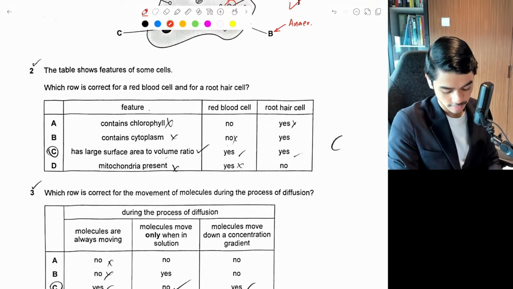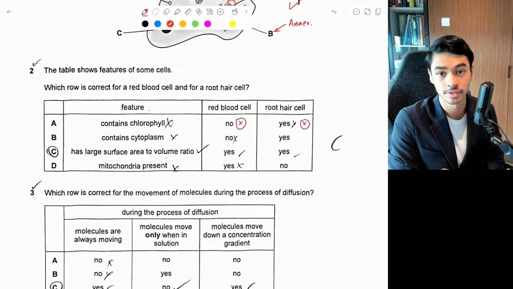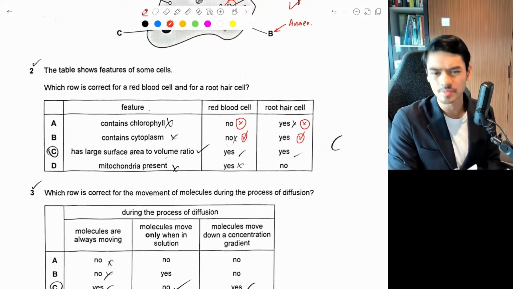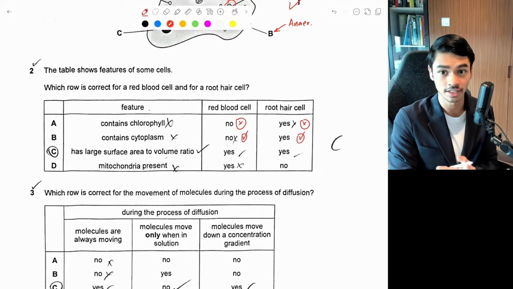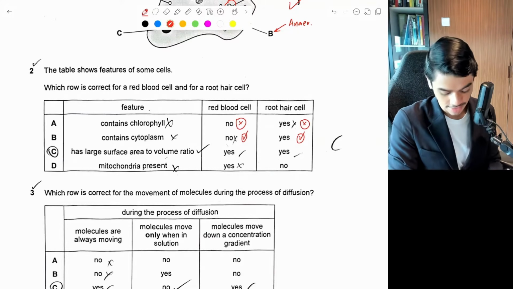Now, contains chlorophyll: red blood cell, obviously no. Root hair cell, no. Even though it's a plant cell, it's underground, so it doesn't care about photosynthesis. Then, contains cytoplasm, yes. Both of them have cytoplasm. It's a very basic essential for any living cell. Xylem vessels, when they're mature, are dead, so they don't have cytoplasm, but they are one of the rare exceptions in your syllabus. Now, option C, large SA to V.